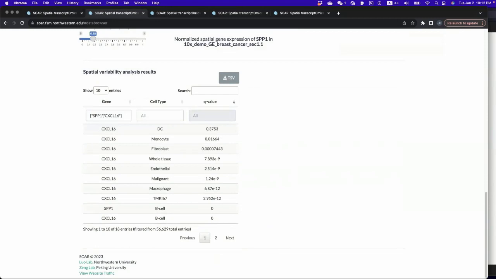The table below can verify the spatial variability of gene expression across different cell types. Multiple gene inputs are allowed for easier comparison. Let's compare the spatial variability of SPP1 and another gene, CXCL16, whose role is the opposite of SPP1, as it can recruit immune cells to sites of damage. Once sorted by Q-value, as I do here, we can see that while CXCL16 is uniformly expressed in dendritic cells and monocytes, it shows significantly variable expression in other cell types depending on the cell's spatial location.